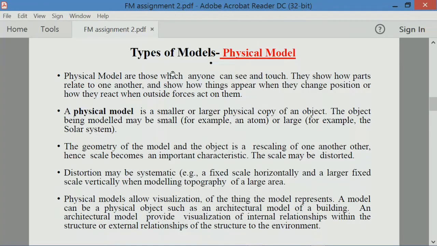So the types of models, as for the physical similarity we have elaborated, physical models are those which anyone can see and touch, means physically they can be experienced. So they show how parts relate to one another and show how things appear when they change position or how they react when outside forces act on them. So it is all about the physical appearance and physical behavior, right? So in physical behavior we scale out the geometric similarities and we study all these things.